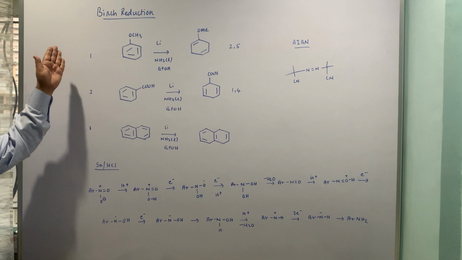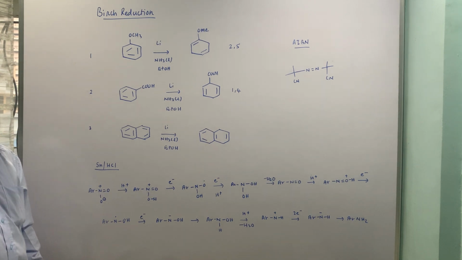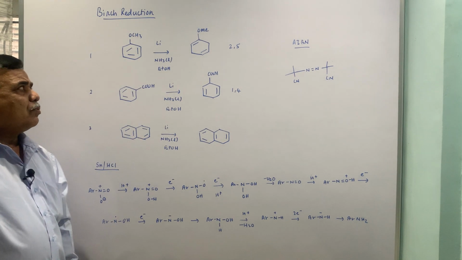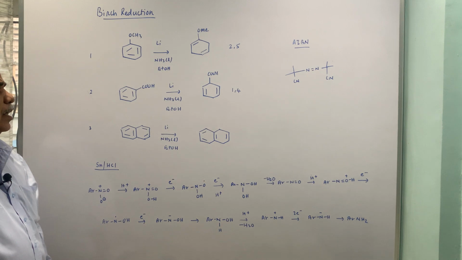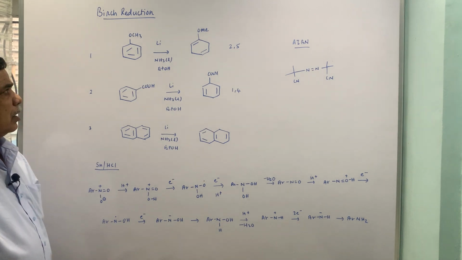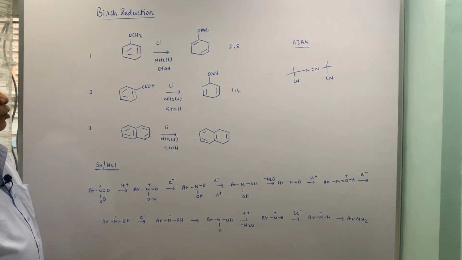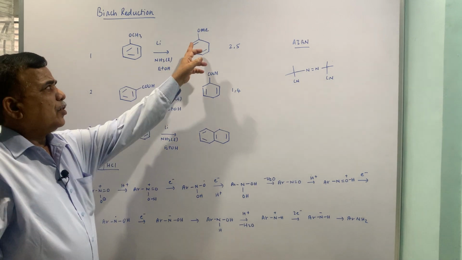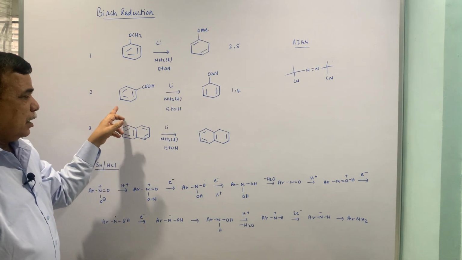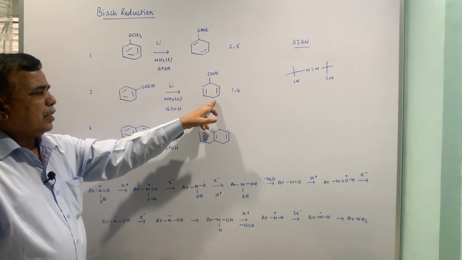So the first reaction is Birch reduction, often known as aromatic reduction, wherein lithium metal is used along with liquid ammonia in the presence of a solvent like ethanol or butanol. If a donor group is there, you will get 2,5 addition. With respect to this being 2 and this being 5, so 2,5 addition. If it is an acceptor group, then you get 1,4 addition. This is the first carbon, this is the fourth carbon.